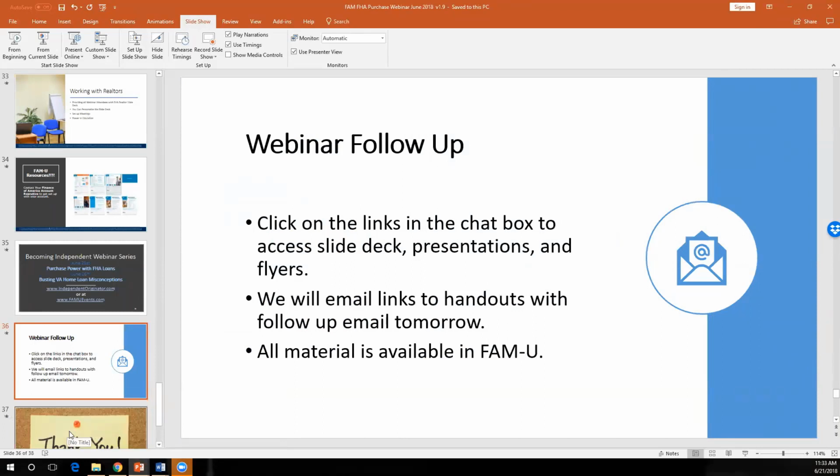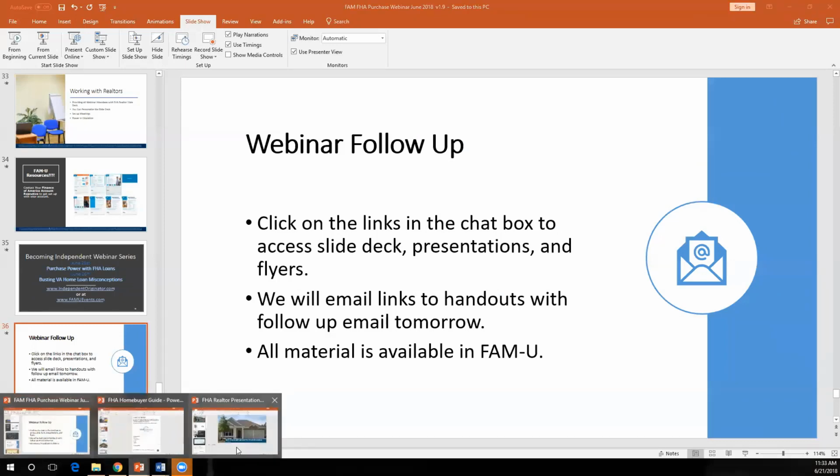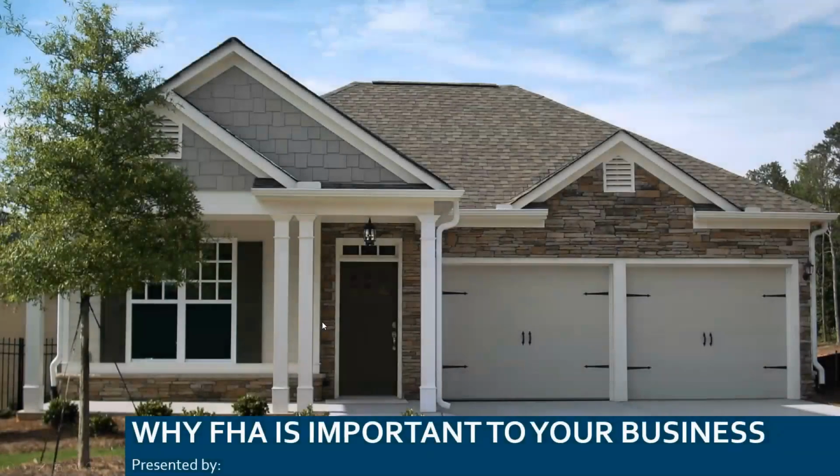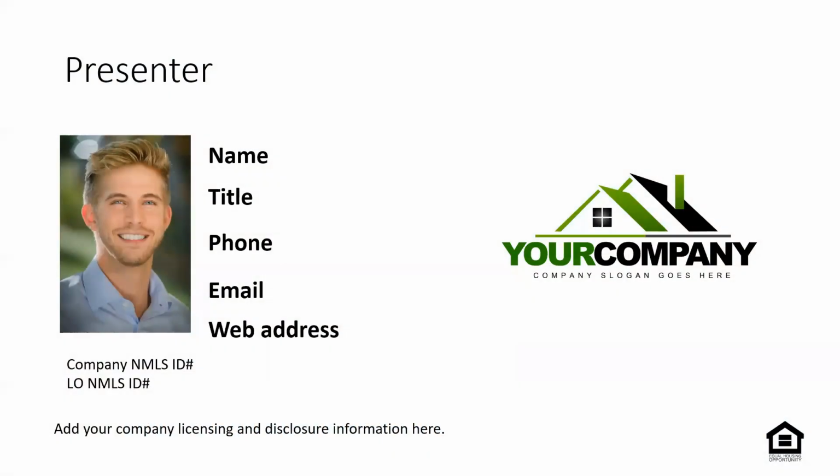Okay, first of all, this is your purchase Realtor presentation. You can drop your contact information in here. I've made a slide for you to put your beautiful photo, your contact information and your logo. Also remember to put your company NMLS ID number and your LO NMLS ID number and any disclosure information. I put the Equal Housing Opportunity logo up there because as independent mortgage brokers and non-delegated, that is the logo you should be using on everything you're doing. So I threw those in there for you so you don't have to look for it.